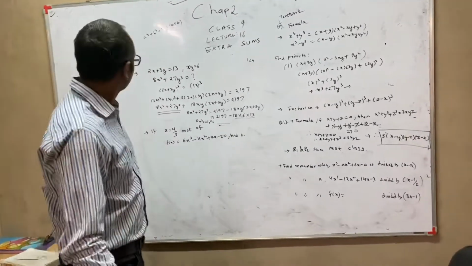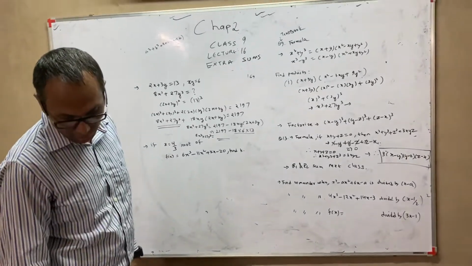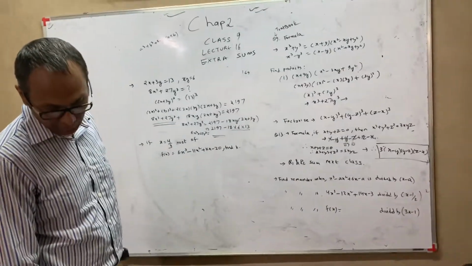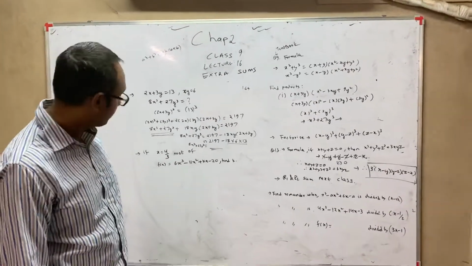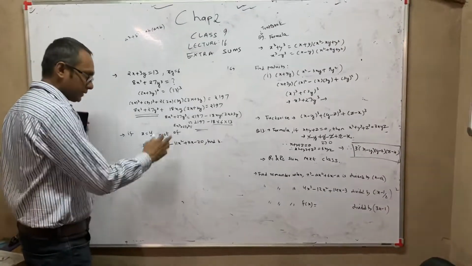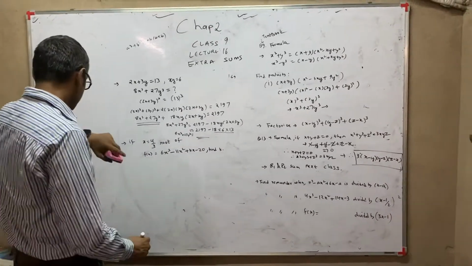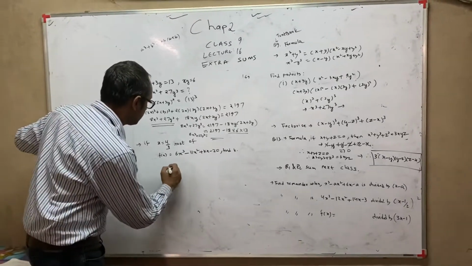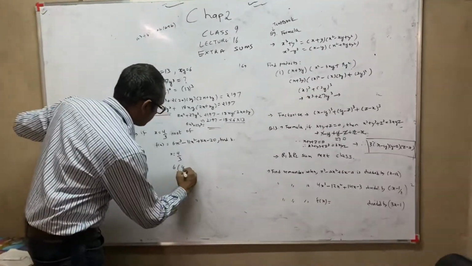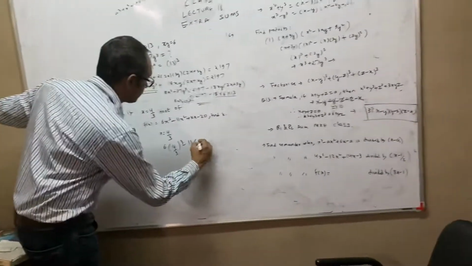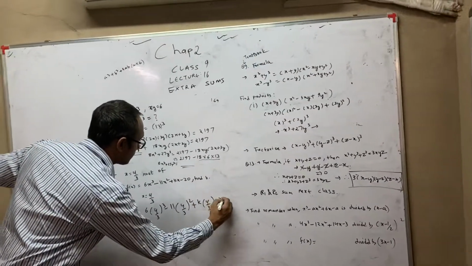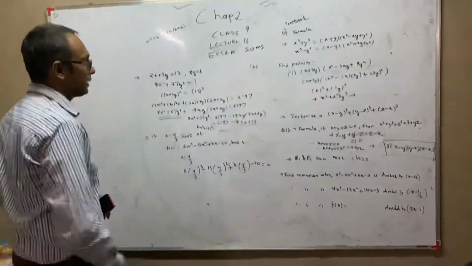Next question is, if 4 by 3 is a root of the polynomial f(x), where the polynomial f(x) is given as 6x cube minus 11x square plus kx minus 20, find the value of k. X is equal to 4 by 3 is the root of this, find the value of k. This is just like question number 3 of exercise 2.4, almost the same sum. So here instead of x you will put 4 by 3: 6 into (4 by 3) cube minus 11 into (4 by 3) square plus k into 4 by 3 minus 20 equal to 0, and then just solve for k.